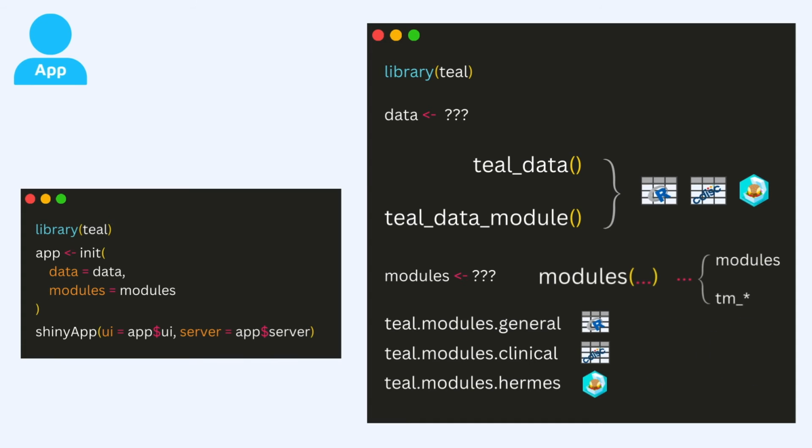This wraps up how we can create and pass data into a Teal app. When it comes to modules, you can use the modules from the Teal packages. All the module functions start with the prefix tm. You can also add multiple of these modules together with the help of the modules function. They can also be nested inside each other.